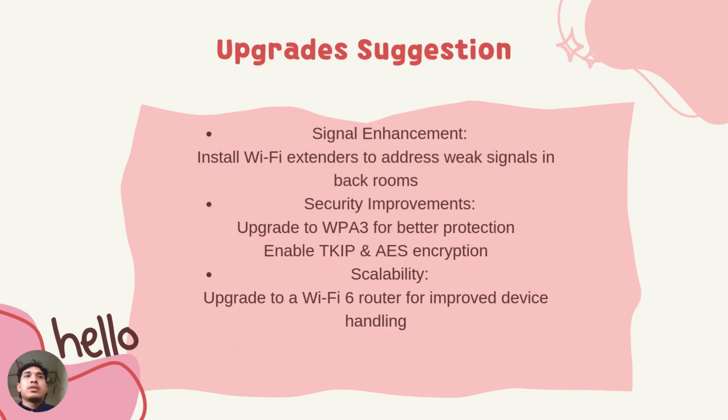For the upgrade suggestion, install a Wi-Fi extender to address weak signals in the back rooms. And for the security improvement, upgrade to WPA3 for better protection and enable TKIP and AES encryption. For the scalability, upgrade to a Wi-Fi 6 router for improved device handling.